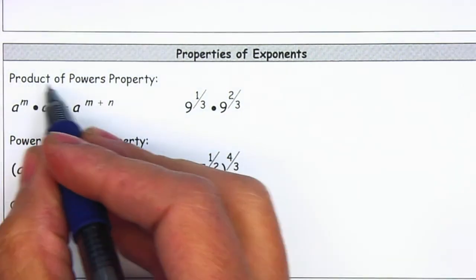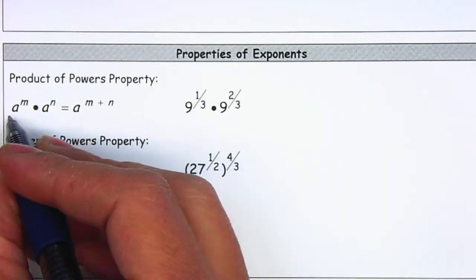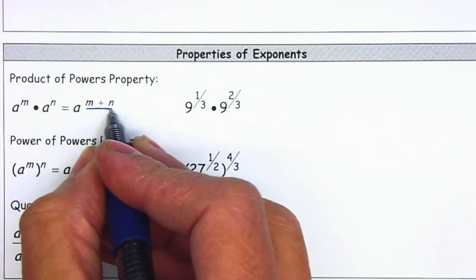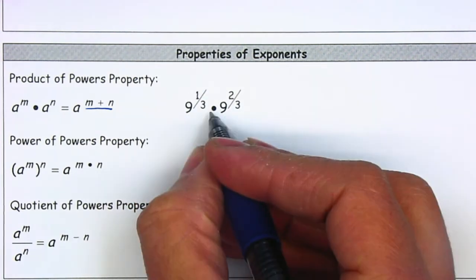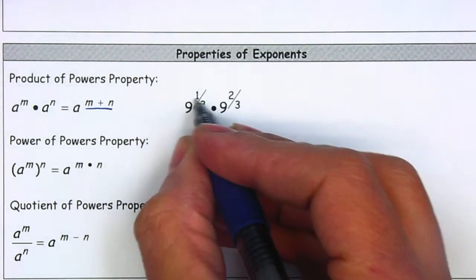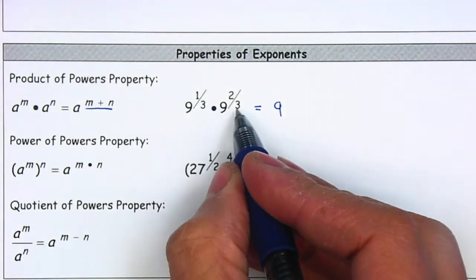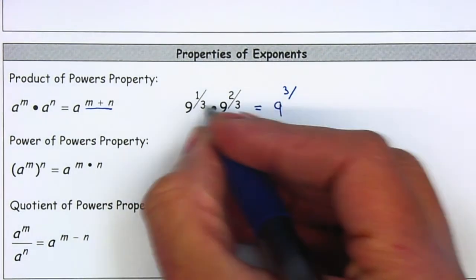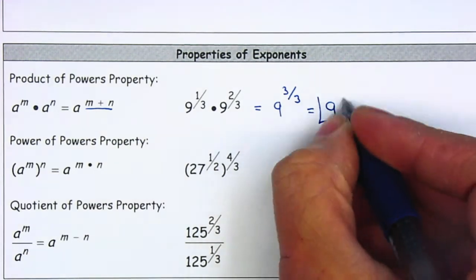Now, the first one is the product of powers property. If we have two terms multiplying and they have the same base, we can just go ahead and add the exponents. So in this case, we have 9 to the 1/3 multiplied by 9 to the 2/3. If you notice they have the same base, we're going to be adding the exponents. So we just have 9. They have the same denominator, so we can just add 1 plus 2 is 3, and the denominator is kept. So we just have 9 to the 1 power, or just 9.